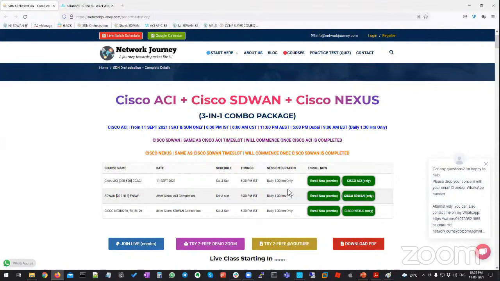Related to this batch, we have 300 hours of lab per technology. So for SD-WAN, you will get 300 hours. ACI, you will get 300 hours. Nexus, you will get 300 hours. Again, all these are virtual platforms. In ACI, we have a limitation of data plane. Again, I am telling you guys, data plane will not work. You will be able to configure everything and see everything. Only your end-to-end ping will not work. That's it.